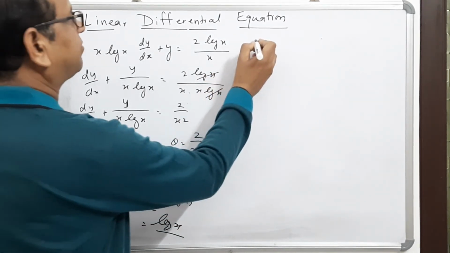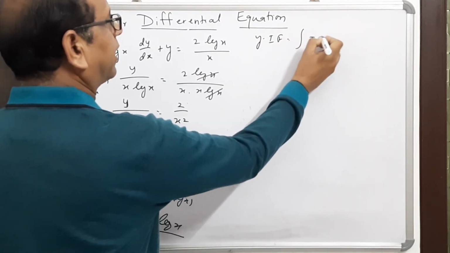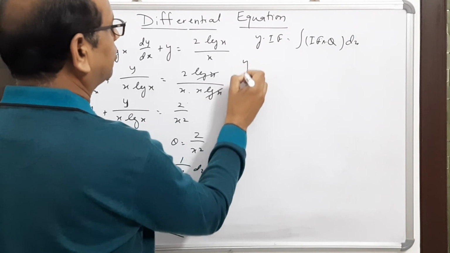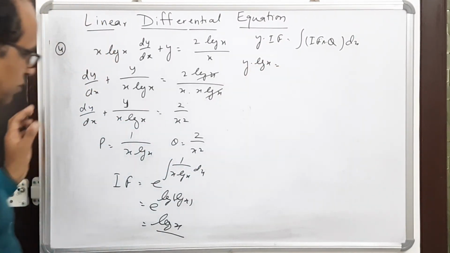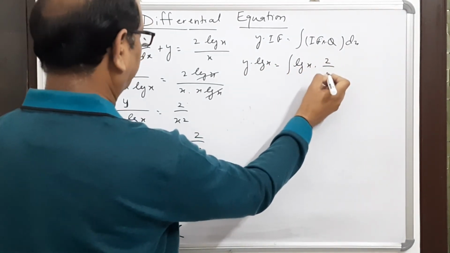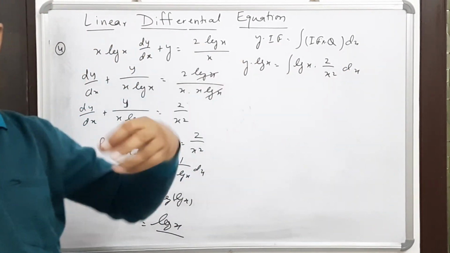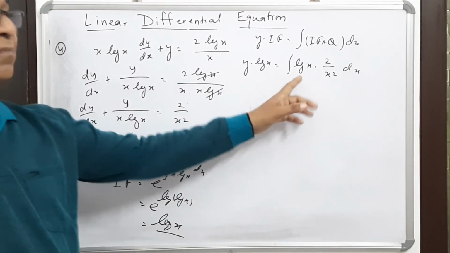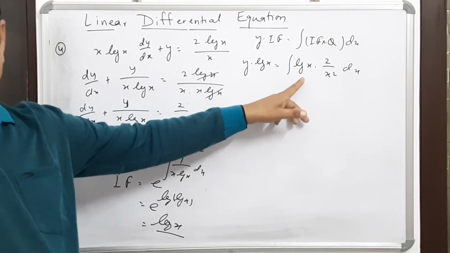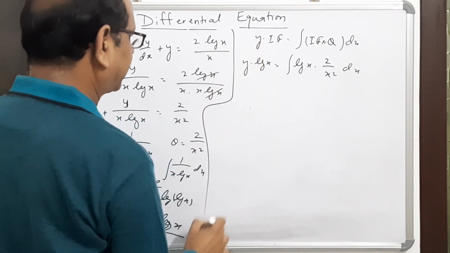Now we'll use the formula, and the formula is y into IF equals integration of IF into Q dx. So y log x equals, IF is log x, and 2 upon x square dx. Now as I told you in the beginning, in this particular type of sum we need the concept of integration by parts. So here we will apply integration by parts taking log x as the first function and 2 upon x square as the second function. Please see this part now.